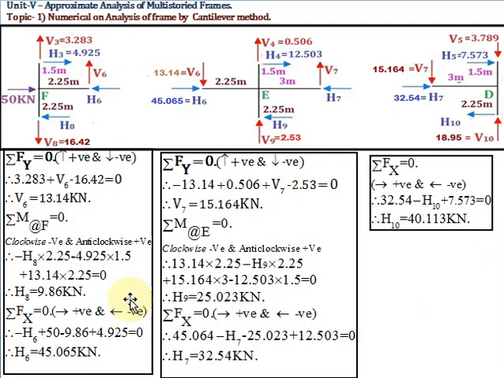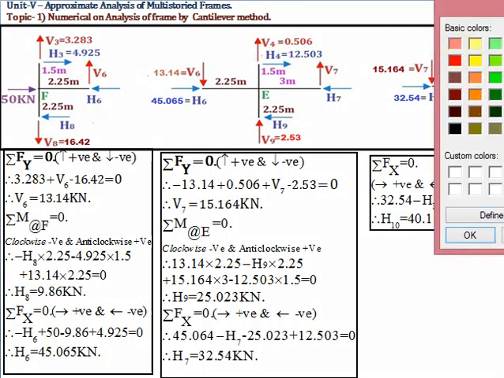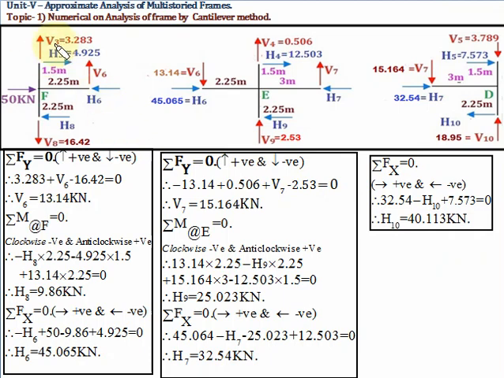Now we'll consider the free body diagram on joint F, E and D. Now here which forces are known to us? We'll highlight those forces. We know V3, we know H3, and we know V8. Now here what are the unknowns?